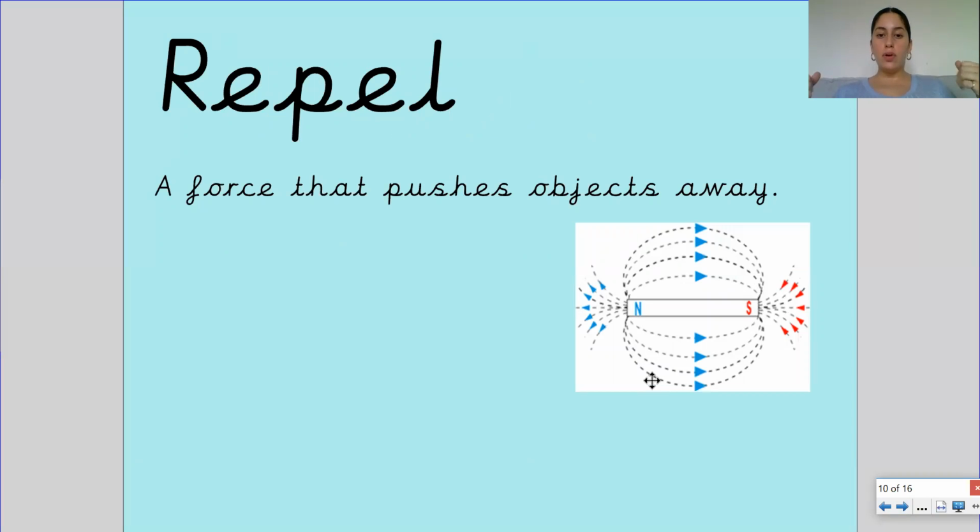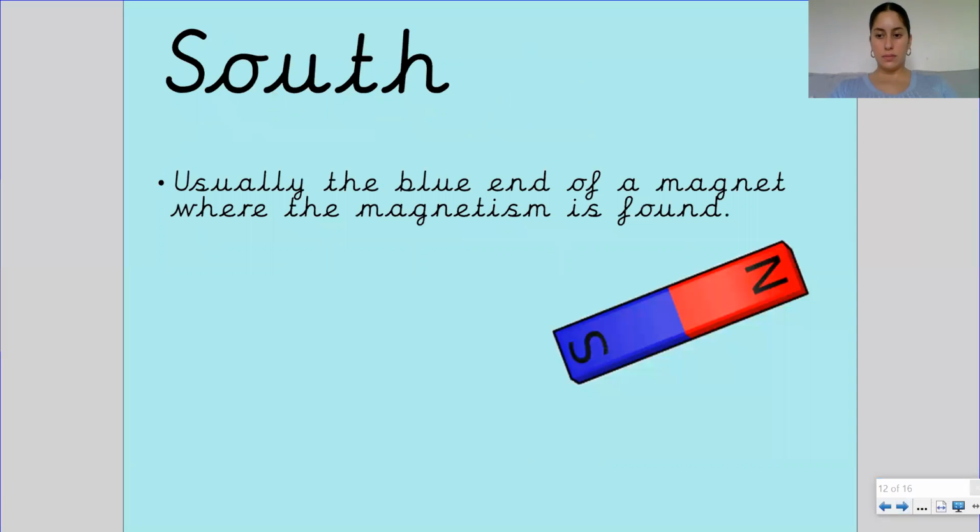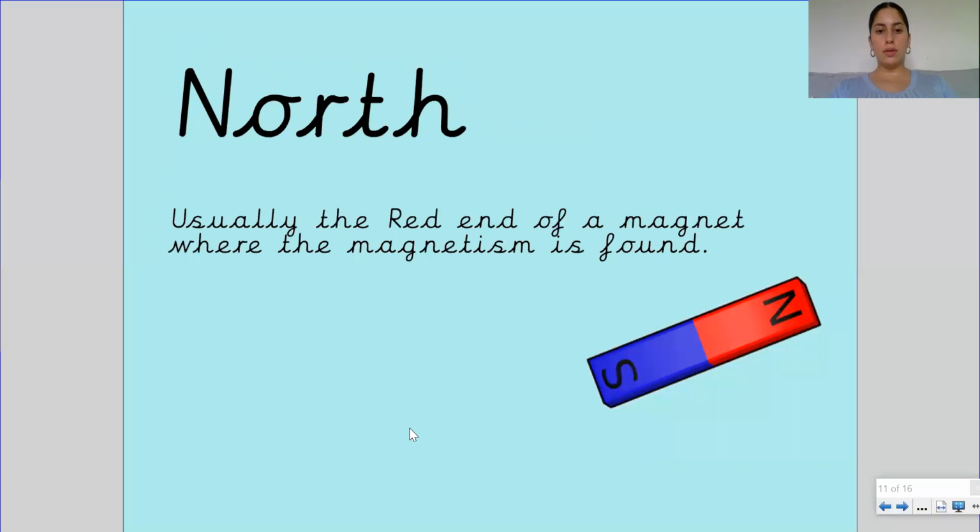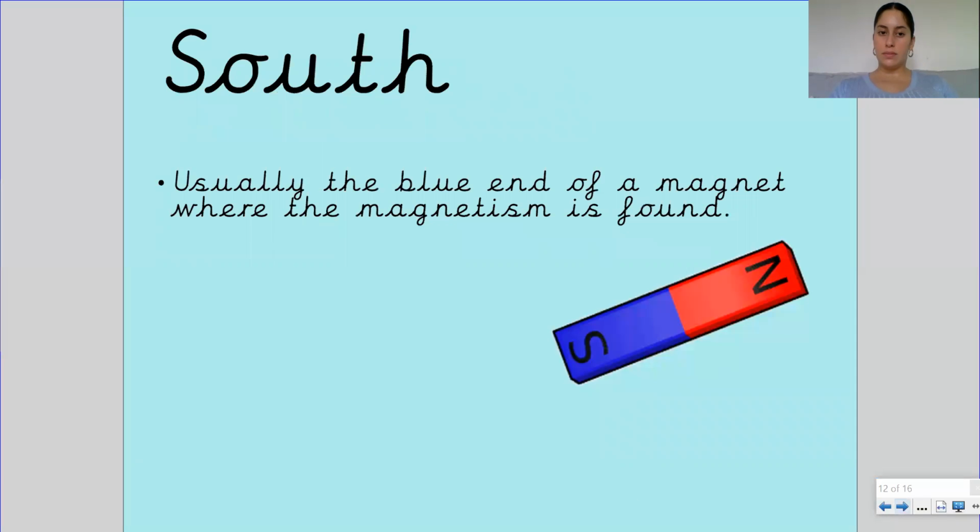Repel, a force that pushes objects away. So two North Poles or two South Poles push away from each other. So they repel. North. The north pole of a magnet is usually the red end of a magnet, where the magnetism is found. South. The south pole is usually the blue end of a magnet, where the magnetism is found.